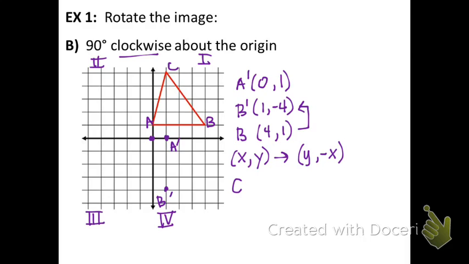Well, C starts out at 1, 5. So according to this rule, for C prime, the 5 would be first, and the 1 would be last, and it would change the sign. So we'll go ahead and graph that over 5, down 1 to get our C prime. And that completes our triangle. And it has been rotated 90 degrees clockwise about the origin.